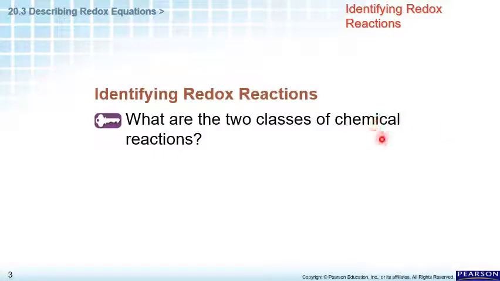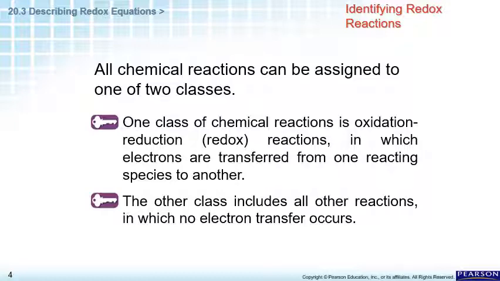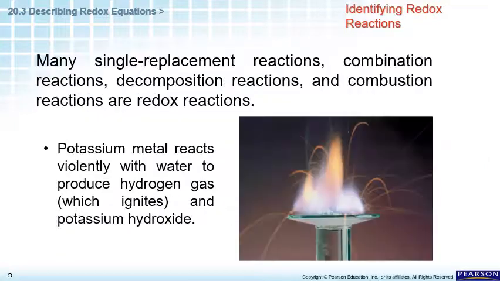So identifying redox reactions, let us first know what the two classes of chemical reactions are. There are two classes of chemical reactions. One is known as the oxidation-reduction reactions or reduction-oxidation reactions, or redox reactions, in which electrons are transferred from one reacting species to another. And the other class includes all the other reactions in which no electron transfers occur.